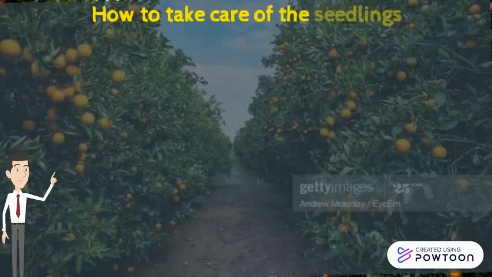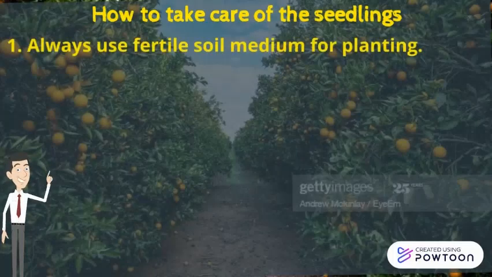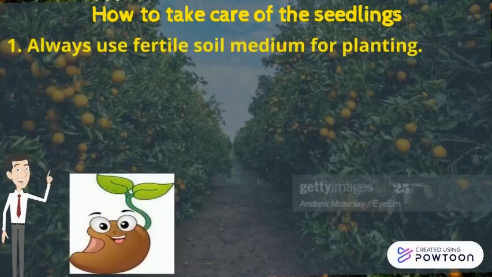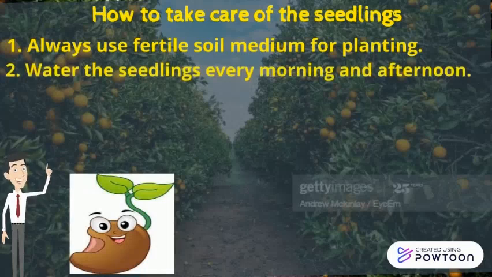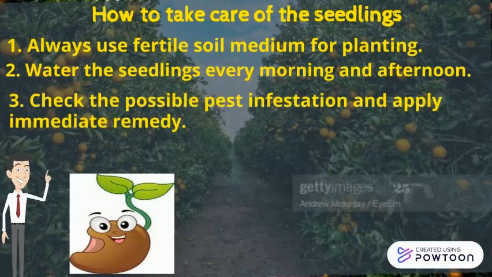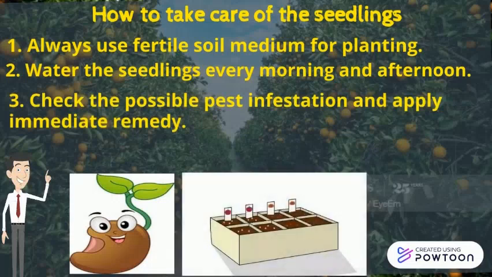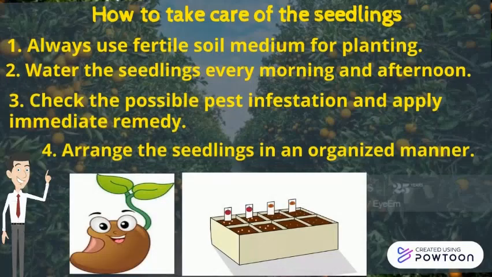How to take care of the seedlings? Number 1. Always use a fertile soil medium for planting. Number 2. Water the seedlings every morning and afternoon. Number 3. Check for possible pest infestation and apply immediate remedy. And number 4. Arrange the seedlings in an organized manner.